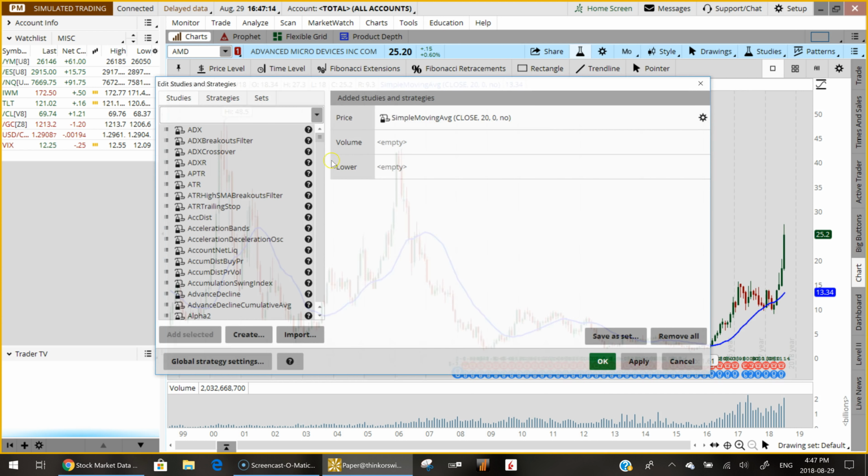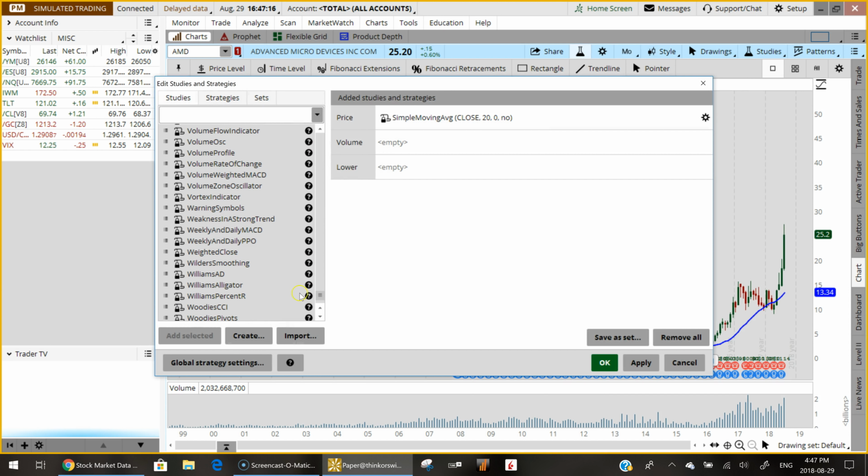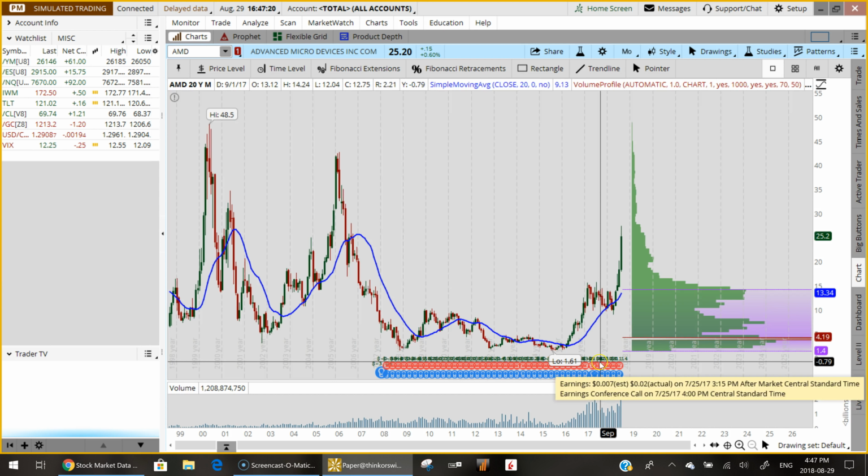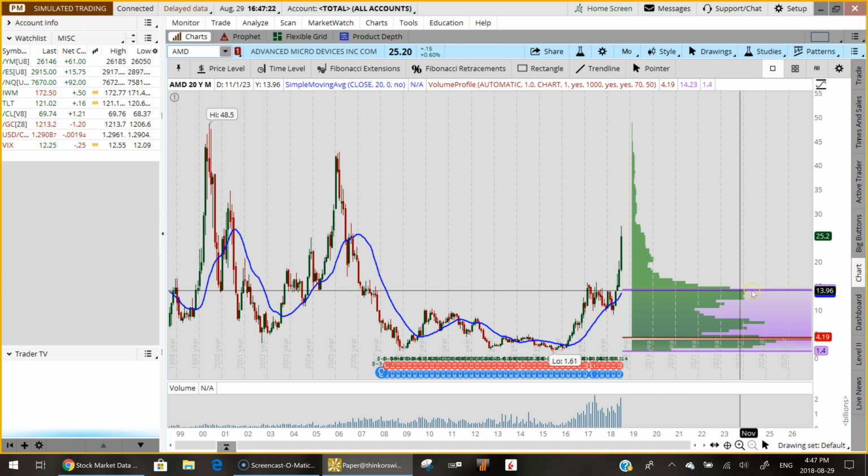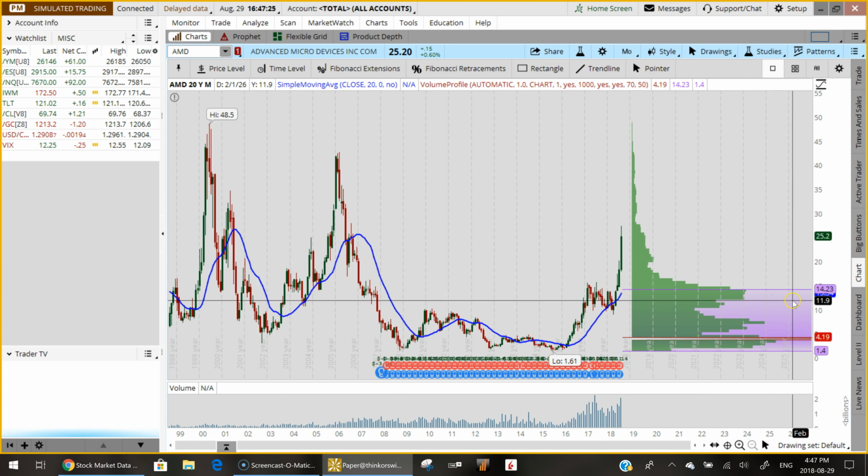Oops, let me try that again. It didn't quite take. I don't think I added it properly. There it is, add selected. There it is. So here, it shows you volume by price level.